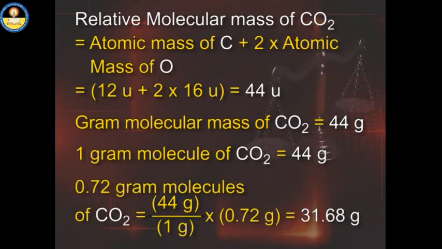Therefore, 0.72 gram molecule of carbon dioxide is equal to 44 grams divided by 1 gram multiplied by 0.72 gram, that is 31.68 grams.